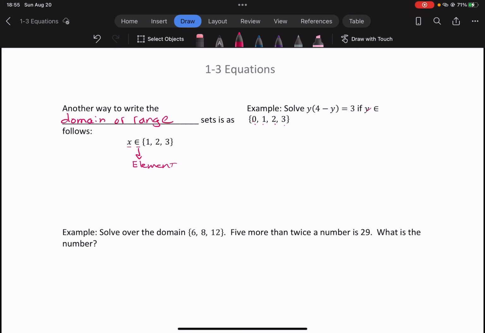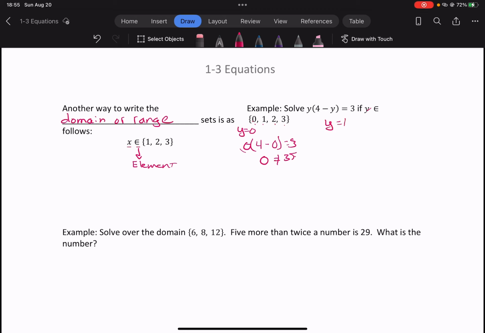Welcome back. Let's go ahead and quickly do these. So I'll start with Y equals 0. I have 0 times 4 minus 0. Does that equal 3? Well, 0 times anything is 0. So 0 times whatever's inside those parentheses, 4 minus 0, has to be 0. And so I can simplify that to 0 does not equal 3, false. And so we're looking for a true.